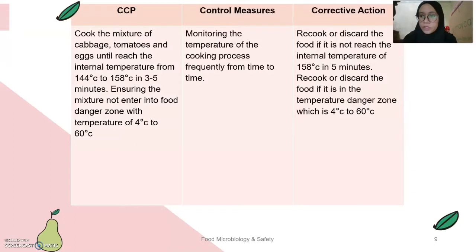The control measure is to monitor the temperature of the cooking process frequently from time to time, and the corrective action is to recook or discard the food if it has not reached the internal temperature or if it is in the temperature danger zone.